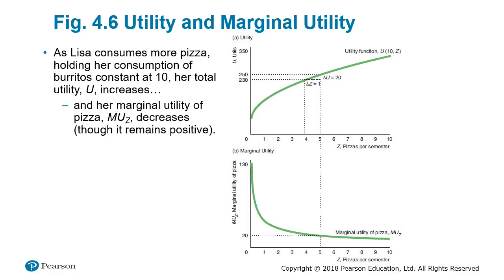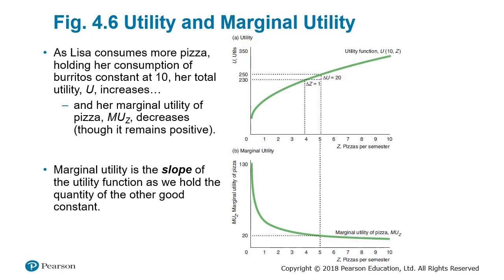However, you can also see that her utility is rising at a decreasing rate. The slope is getting slightly flatter. And that shows that her marginal utility of pizza is decreasing, although it remains positive. The marginal utility is the slope of the utility function, holding the quantity of burritos constant. And we can see that on both graphs.